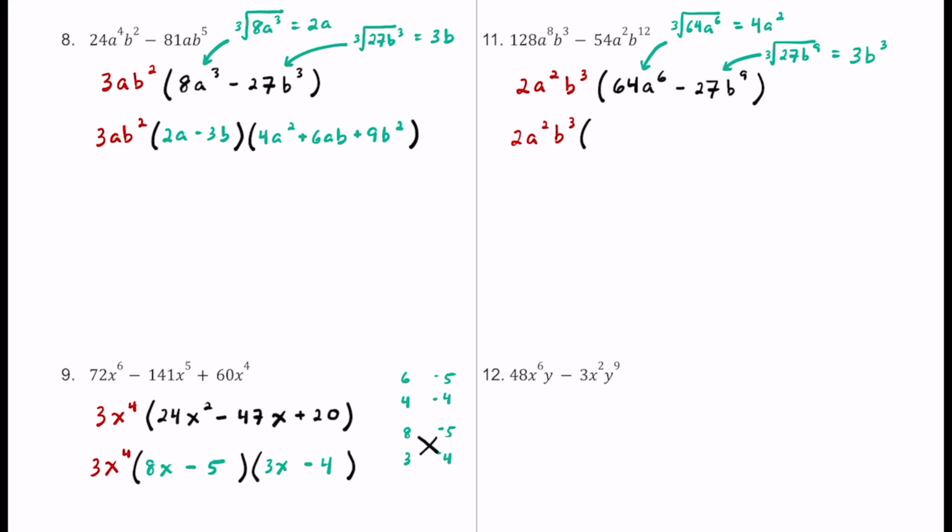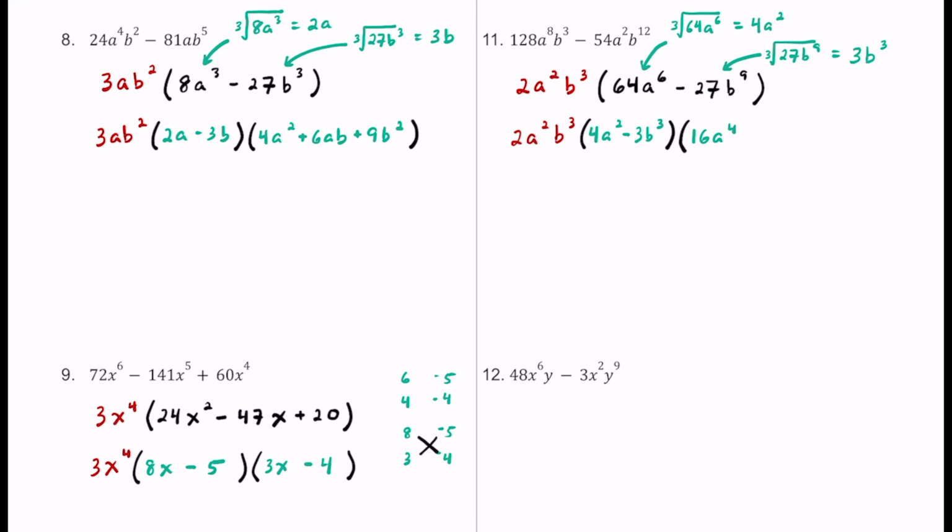And let's try to remember how difference of cubes works. What we're always going to have first is the difference of their cube roots. So we'll take 4a to the 2nd power and then take away 3b to the 3rd power. That's the difference of their cube roots. Next, we're going to take the first term and square it. So if you square 4a squared, 4 times 4 is 16, a squared times a squared is a to the 4th power. So we're going to have 16a to the 4th power.